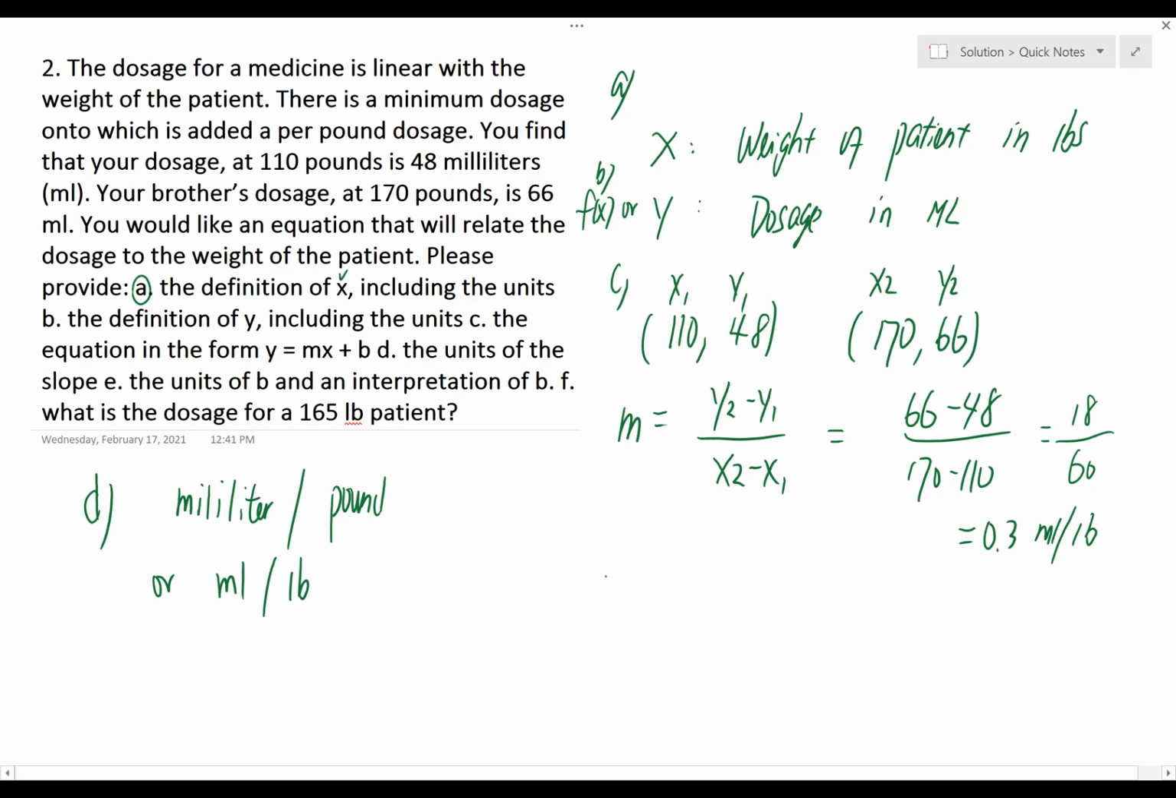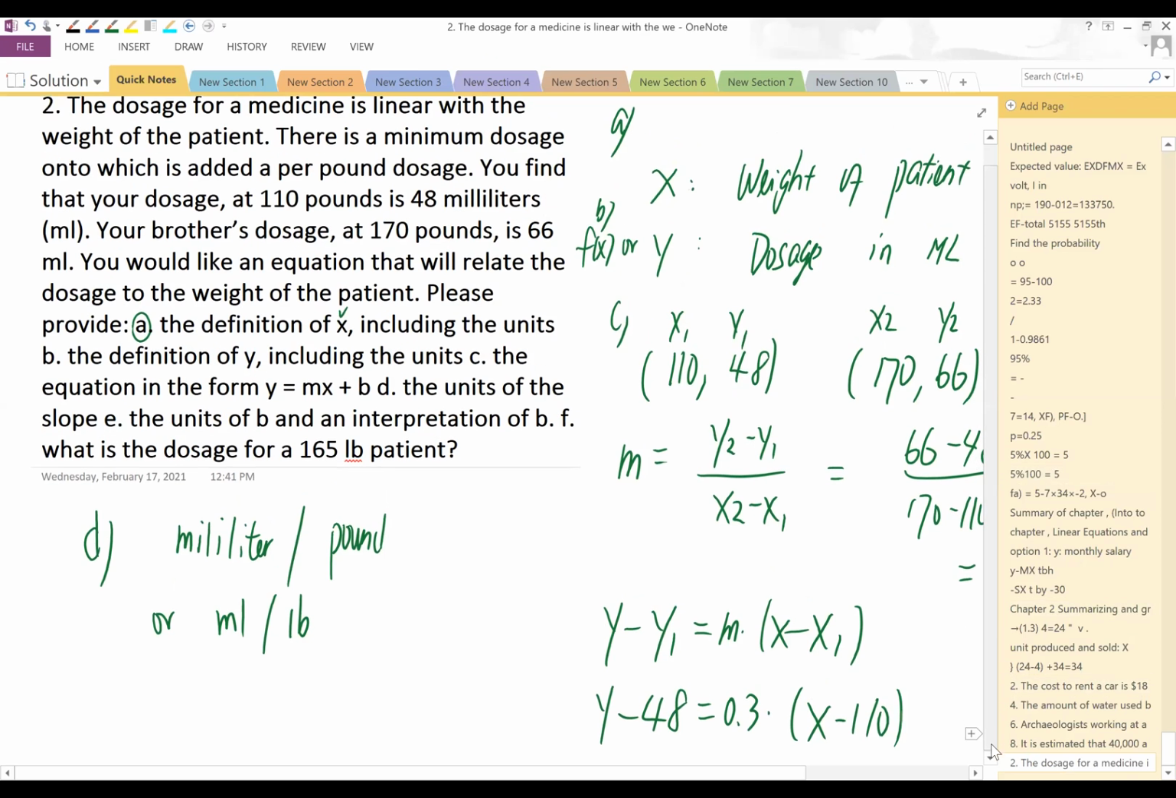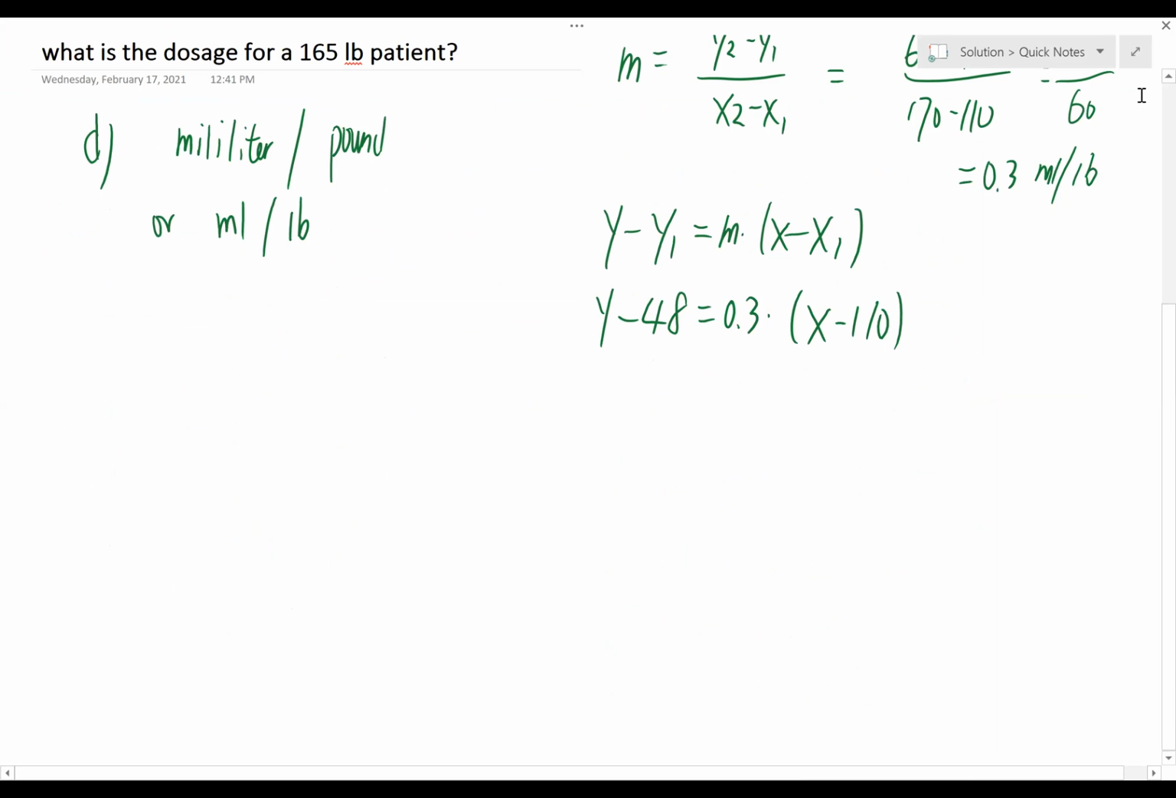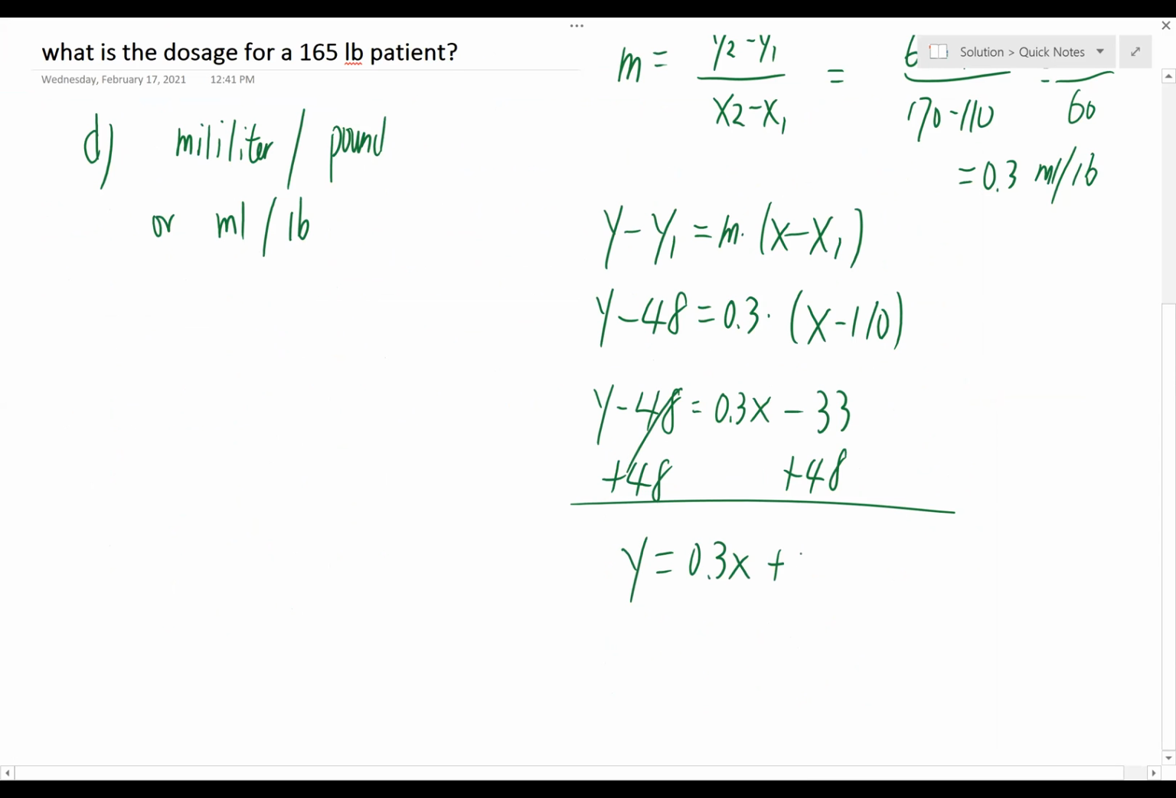Here we use the point slope formula: y minus y1 equals slope times x minus x1. Slope is 0.3, y1 is 48. So y minus 48 equals 0.3 times x minus 110. From there, let's find the equation of the line. So y minus 48 equals 0.3x minus 33. Adding 48 to both sides of the equation, y equals 0.3x plus 15.